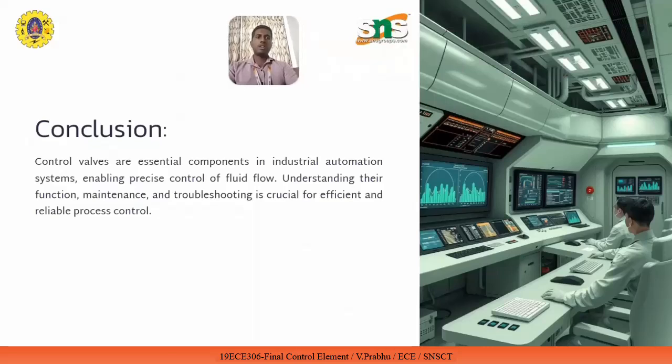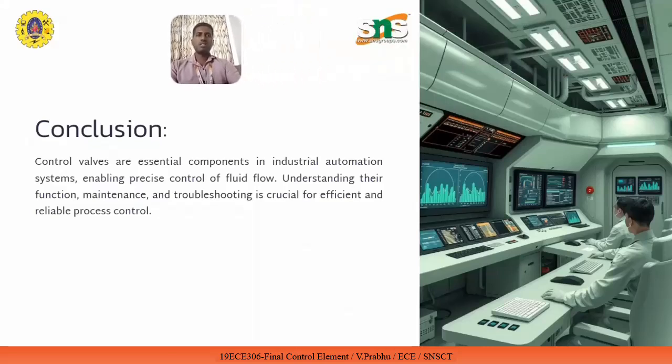To conclude my presentation, I would say that control valves are a very critical part of industrial automation systems. These control valves enable the precise regulation of fluid flow, which in turn controls other process parameters like flow, pressure, level as well as temperature. Understanding their functioning, maintenance and how to diagnose or troubleshoot them is crucial for efficient as well as reliable process control.